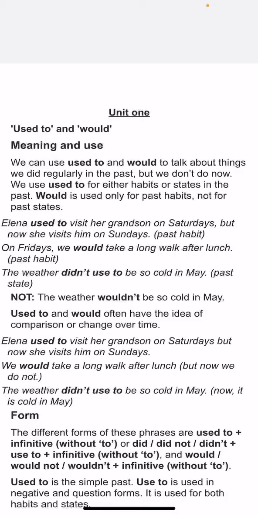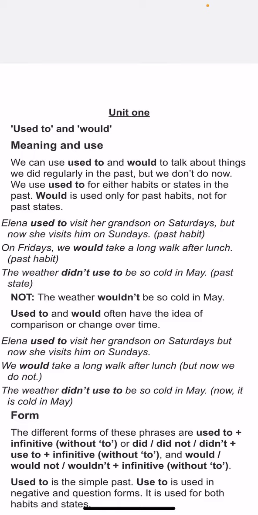Okay? Form. The different forms of these phrases are "used to" plus infinitive without "to", or "did"/"didn't used to" plus infinitive, and "would" or "wouldn't". So, in positive, we will use "used to" plus infinitive. In negative, we will use "didn't use to" plus infinitive. In positive, we use "would". In negative, we will use "wouldn't".